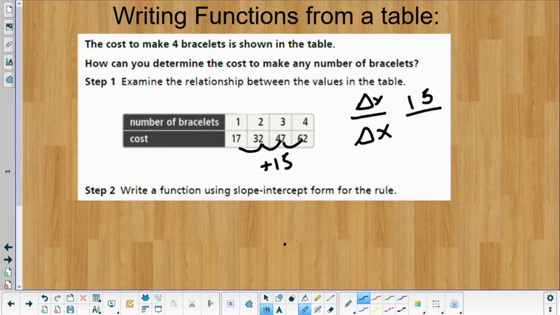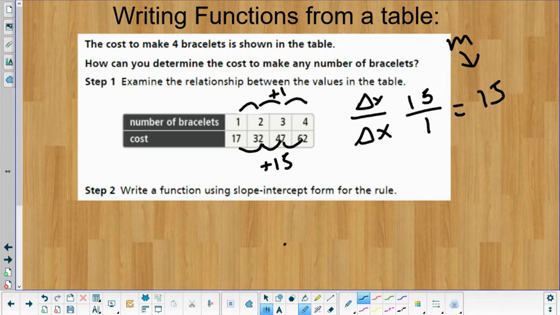And my change in x, so how much is it increasing by every single time? Well, I can see it's counting by ones. So in each one of these, we're adding 1. So my denominator for my change would be 1. So 15 divided by 1 is 15. That is my slope. Okay, so that is my m.